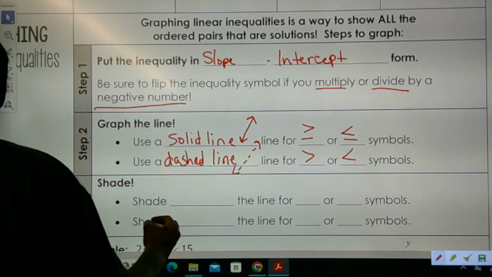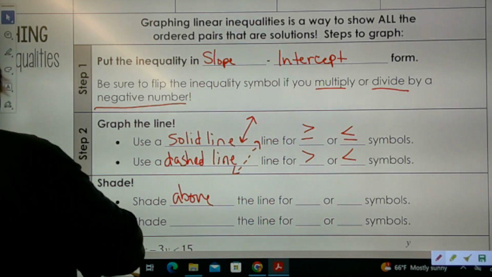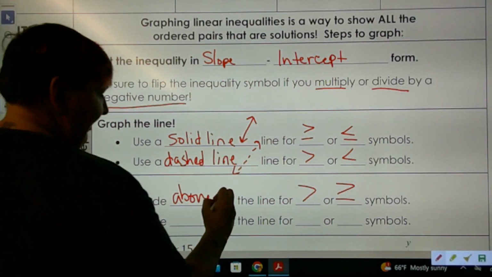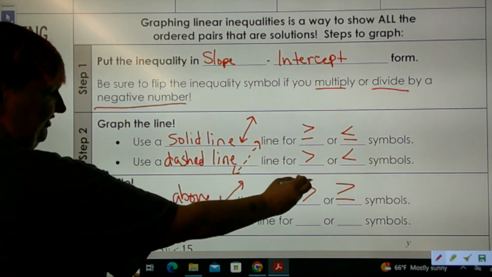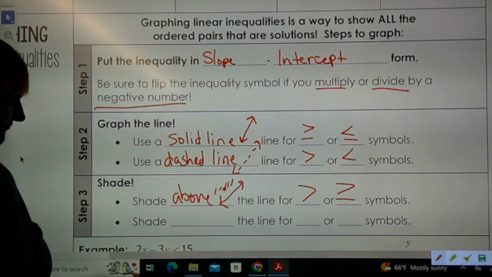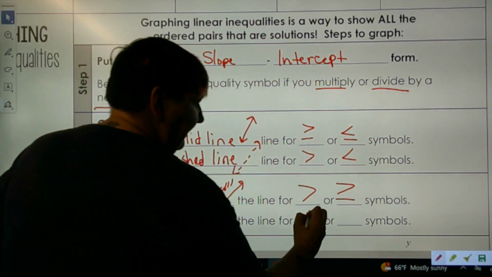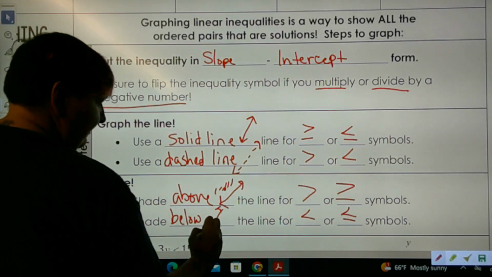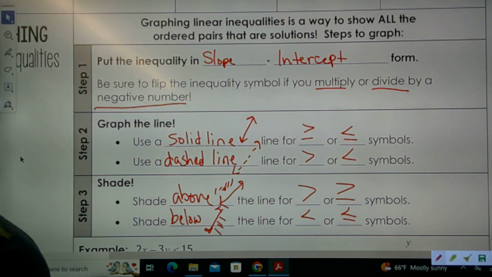All right, you're going to shade above the line for greater than or equal. So if you have a line and it's greater than or equal, you're going to shade above the line. And you're going to shade below the line for less than or equal. So if you have a line and it's less than or equal, you're going to shade below the line. With me so far?